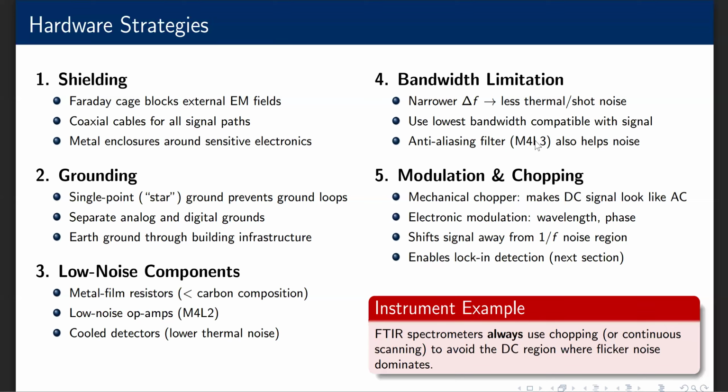Bandwidth limitations here, so narrow bandwidth means less noise. Use only as much bandwidth as the signal requires. This is exactly what the low-pass filter from the second lecture does. And modulation or chopping. Shift the signal away from the DC region where flicker noise dominates. FTIR spectrometers do this naturally through their continuous moving mirror. Atomic absorption instruments use metal choppers. This sets up lock-in detection.